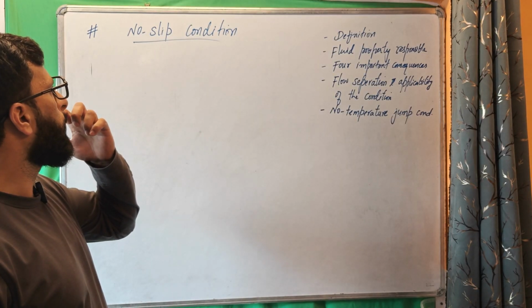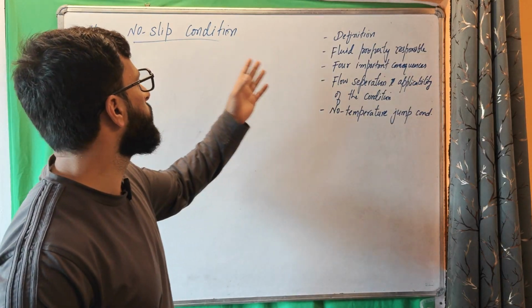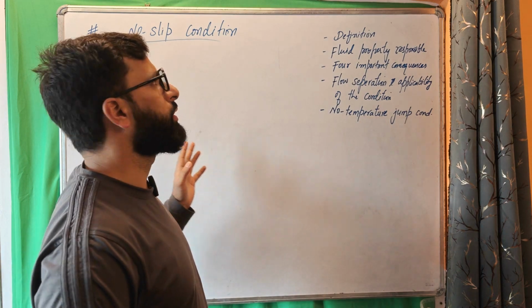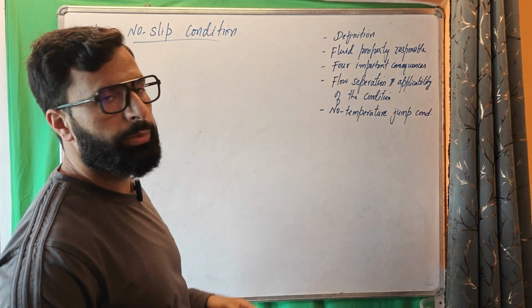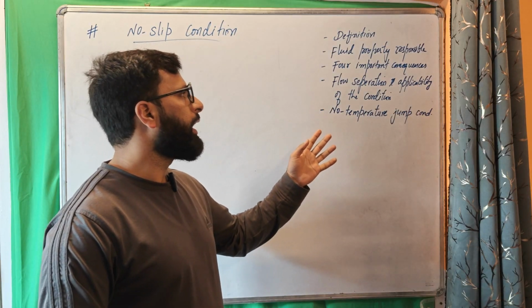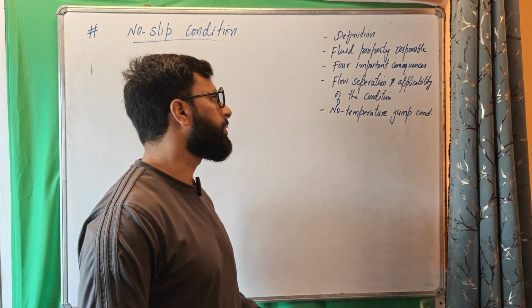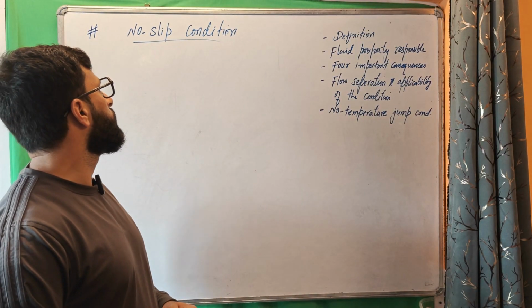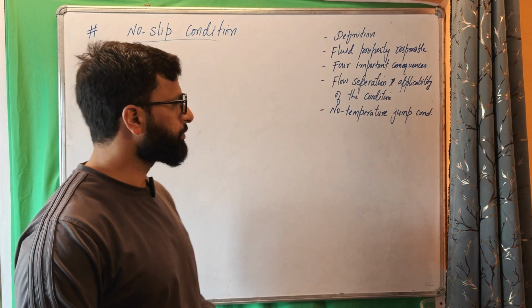Now, what we are going to cover in this video is the definition of what is no slip condition. Then the fluid property which is responsible for this condition, four important consequences of this no slip condition, very important. Then what is flow separation, and where is no slip condition applicable based on this flow separation, and finally what is temperature jump condition, which is similar to this no slip condition. So let us start.